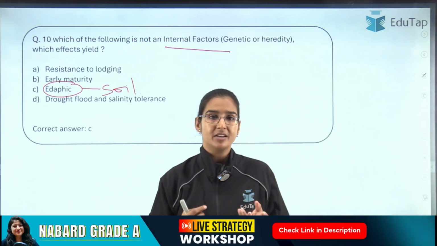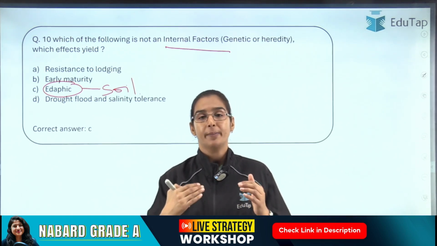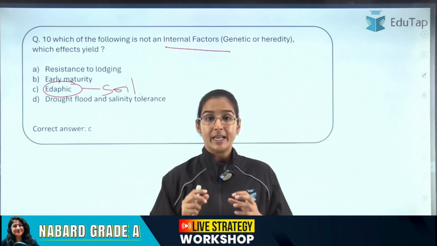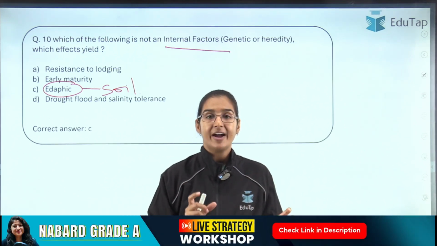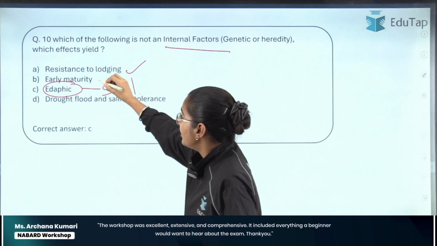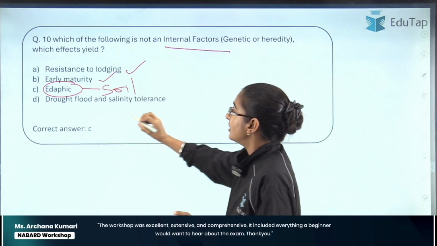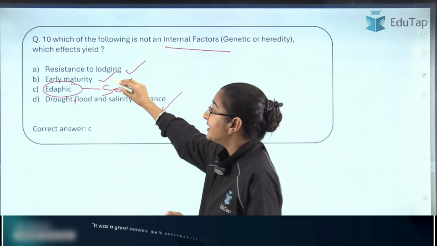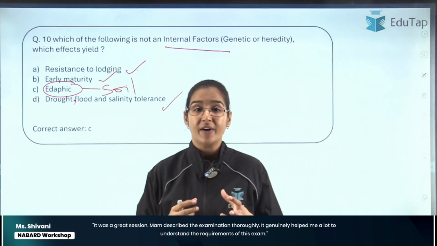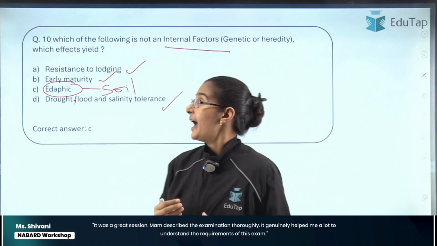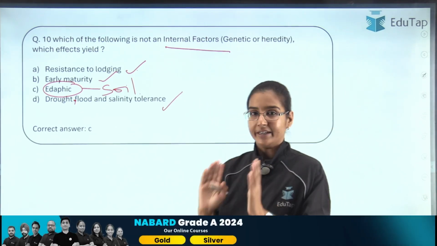And external factors, as you can see, are those factors which are present in the environment of the plant and which in turn affect the plant. So that is the difference between external factors and internal factors. Here, resistance to lodging, early maturity, drought, flood and salinity tolerance, all these are internal factors. These factors are dependent on the plant's genetic makeup, right? And these are all the internal factors.